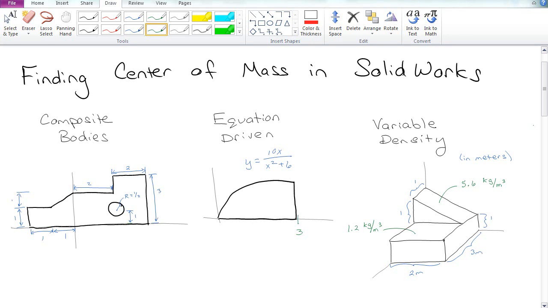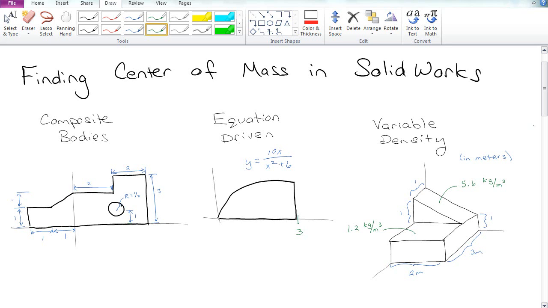In this video, we are going to find the center of mass in SolidWorks. Even though I've got some 2D bodies here, I recognize that that's technically the centroid, but in SolidWorks, it can't do anything in 2D. So we're going to go ahead and call it a mass, because it will be a center of mass by the time we put it in SolidWorks.